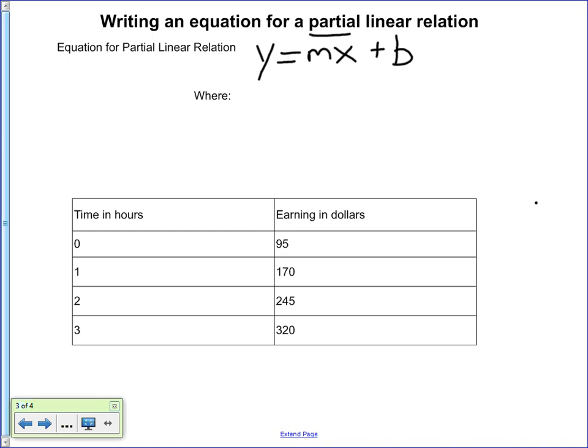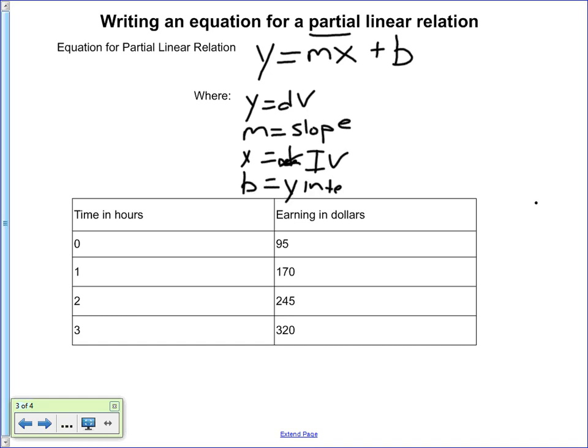So the y is going to be the same, right? The y is going to be your dependent variable. The m is going to be equal to your slope. The x is your independent variable. And the b is known as the y-intercept. It's the place on the line where the line touches the y-axis.